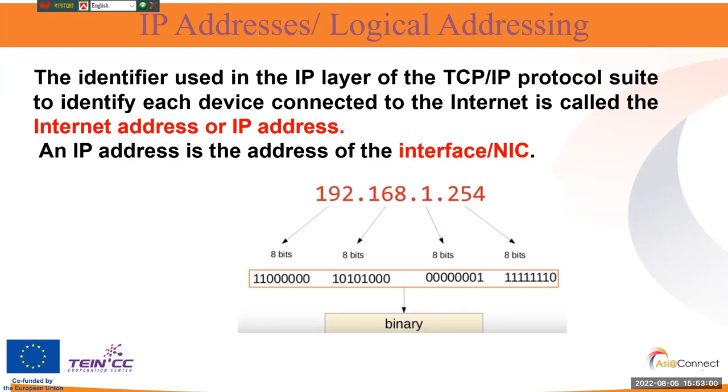Every device needs an ID or identifier. The identifier used in the IP layer, or internet protocol layer, of the TCP/IP protocol suite to identify each device connected to the internet is called the internet address, or IP address. This is how we can define the IP address: the identifier used in the IP layer of the TCP/IP protocol suite to identify a device connected to the internet is called the internet address, or IP address, or internet protocol address.